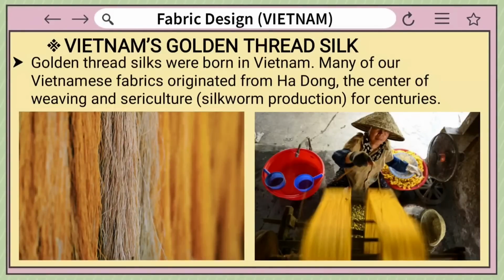Let's now go to the fabric design of Vietnam. We have Vietnam's golden thread silk. Golden thread silks were born in Vietnam, and many of our Vietnamese fabrics originated from Ha Dong, the center of weaving and sericulture, which is the silkworm production, for centuries.